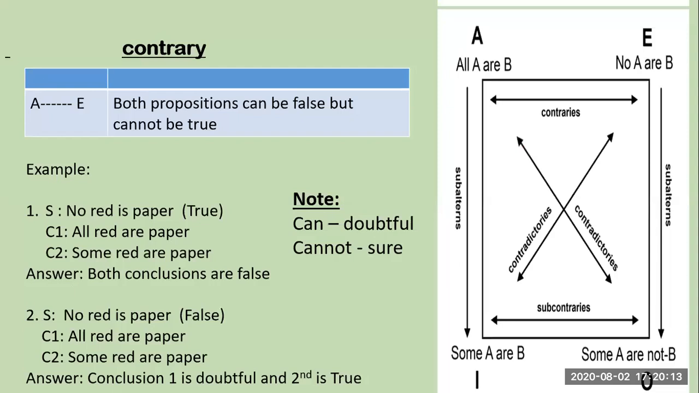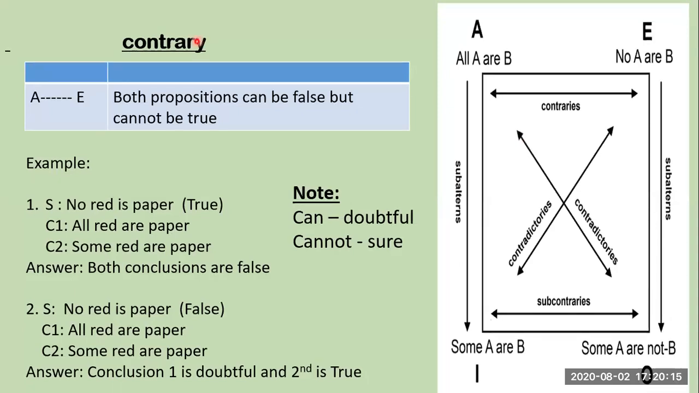So the second one is contrary. Contrary means A and E. When a statement flows from all to no, it is called contrary.